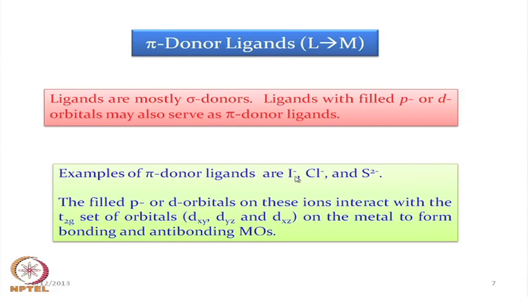So, the pi donors are the iodide ion, chloride ion, and the sulfide ion. These are bigger atoms, so they all have filled p and d orbitals with electron density, and that electron density from the d level as well as some of the p levels is utilized as pi donation to the metal center. They interact with the T2g set of orbitals on the metal to form bonding and antibonding molecular orbitals. So, we allow these p and d orbitals from the ligand side to interact only with the T2g set of orbitals.